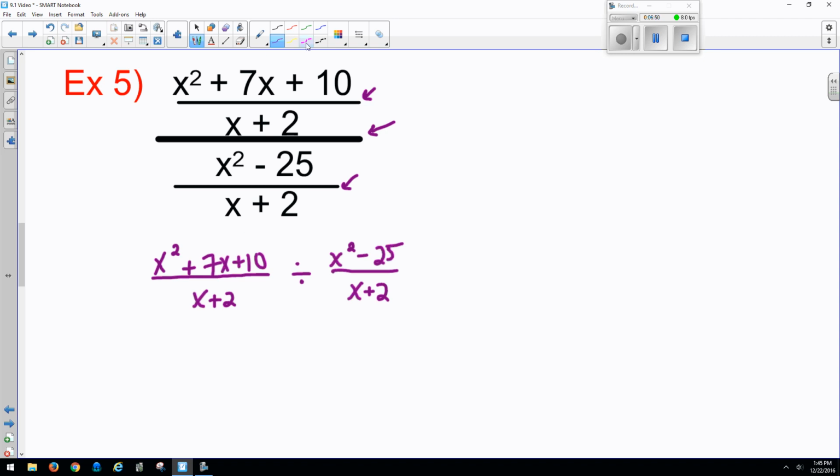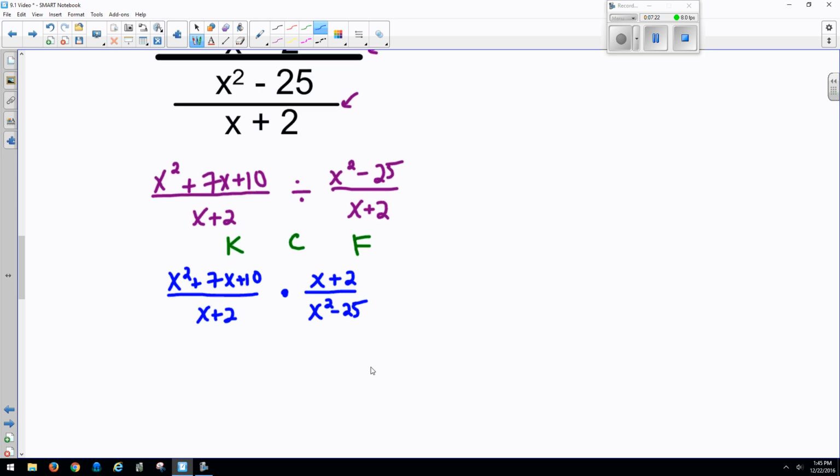And now I'm going to remember what I did up there. We're going to keep, change, flip. All right, so I'm going to keep this one, x squared plus 7x plus 10 over x plus 2. I'm going to change division to multiplication, and I'm going to multiply by the reciprocal of the second fraction. And now I'm going to just factor anything I can.